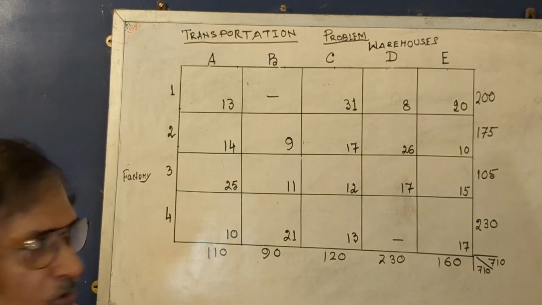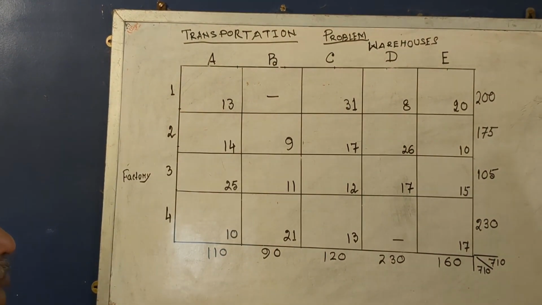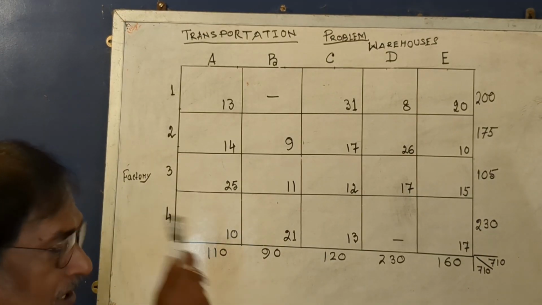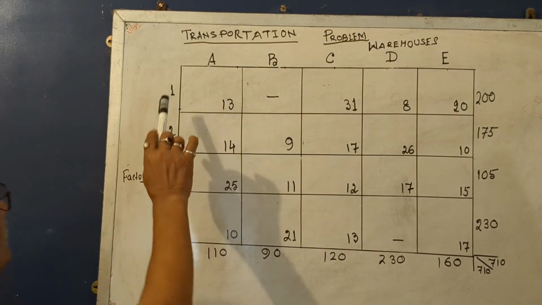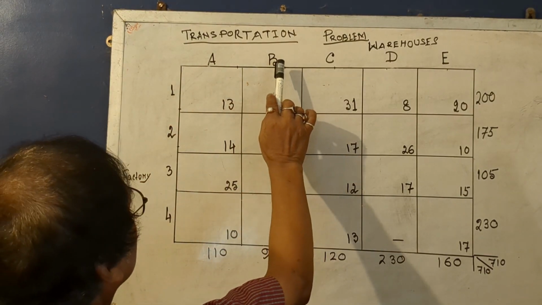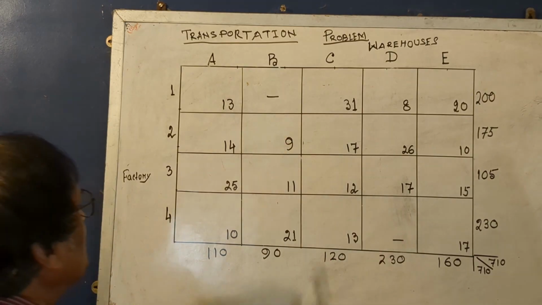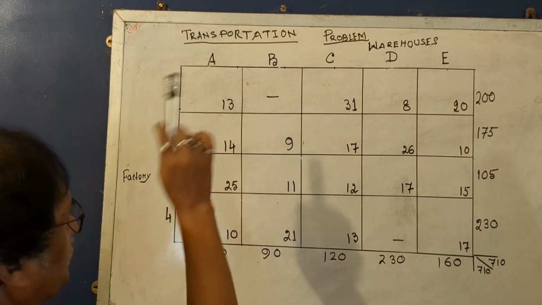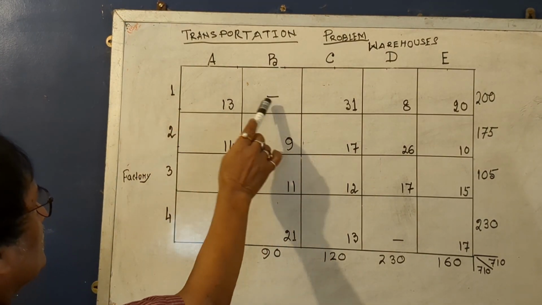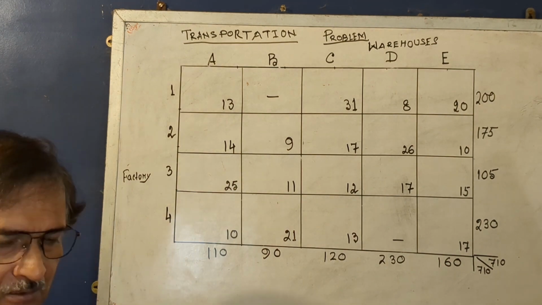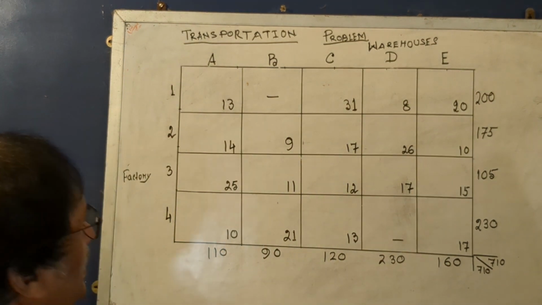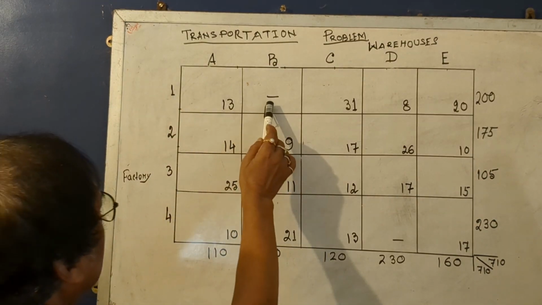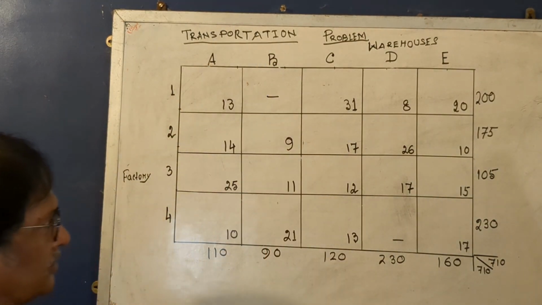Today I am going to discuss how to solve a transportation problem, and this is a special type of transportation problem. Why special? In this case, from factory 1 to warehouse B, you cannot shift any product. That means this road is infeasible. It may be due to a road blockade or any other reasons. You cannot shift any item from this source to this destination.